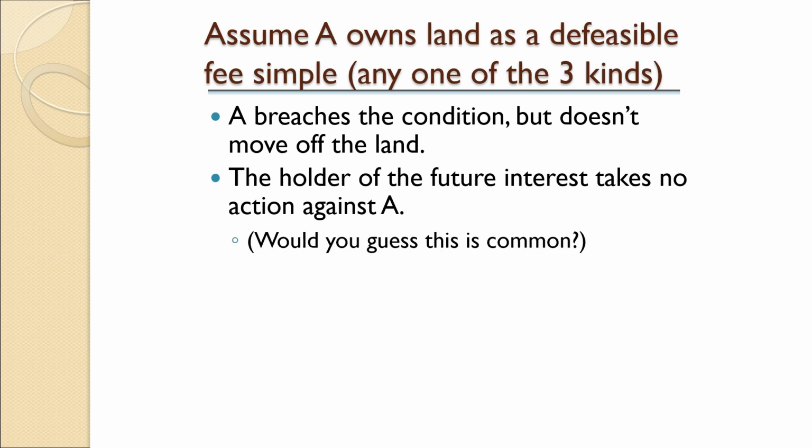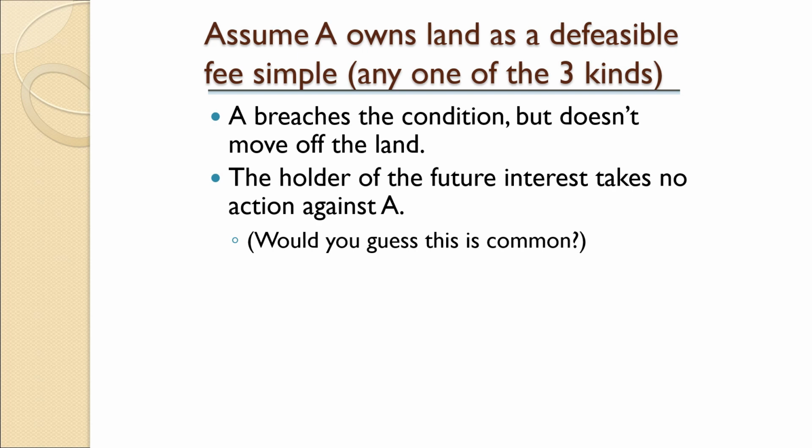By the way, would you guess that's a pretty common experience? Well, it turns out it's extremely common. In many cases, the person with the future interest has forgotten that they had a future interest, or they've become senile or have Alzheimer's. They don't remember that they have a future interest. They may even have died, and the future interest may have passed to somebody else, an heir, who doesn't know that the future interest passed to them.